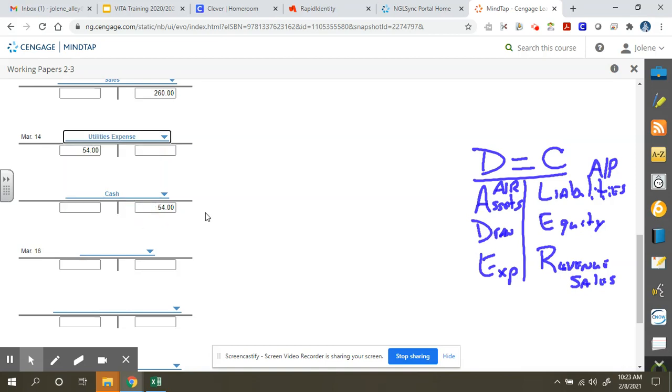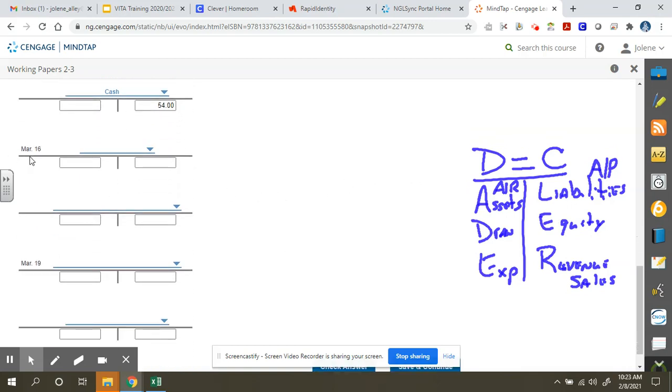Phone is a utility. So it goes under utilities expense. And if you notice over here with DC Adler, expenses increase on the debit side. That's what this shows. And cash is an asset, but when it's going away, when it's decreasing, you have to put it on the credit side. So that makes sense.